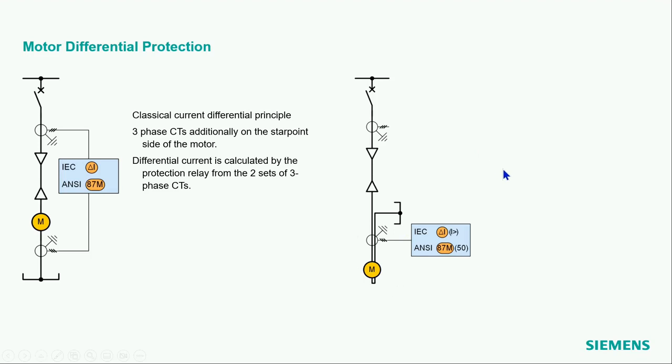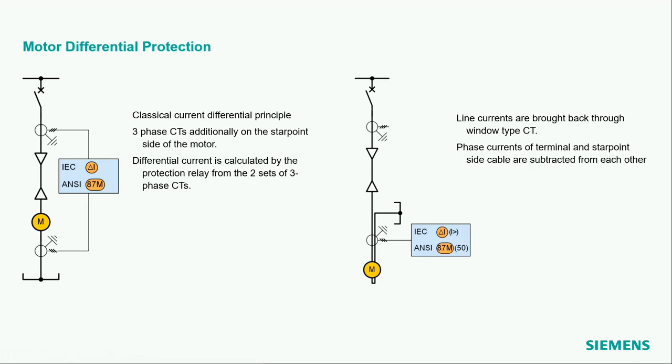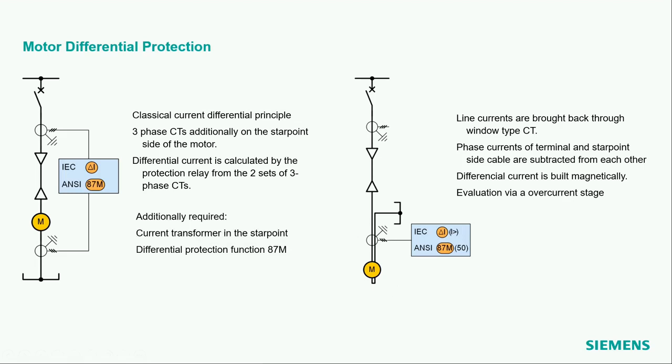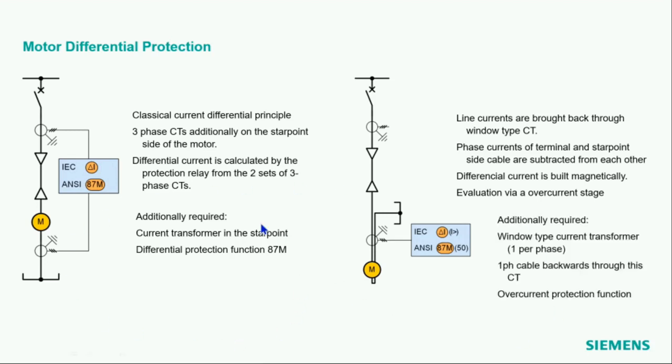Since they go in counter direction, they eliminate each other, the currents in this current transformer, so the differential protection is formed basically on the primary side in this current transformer. And what we have to do is to evaluate an overcurrent stage. Here additionally required on the left hand side is a current transformer in the star point and a differential protection function in the relay, whereas here additionally I have these window type current transformers, one per phase, and I have to bring the cable backwards, so I have also a little bit higher wiring effort.